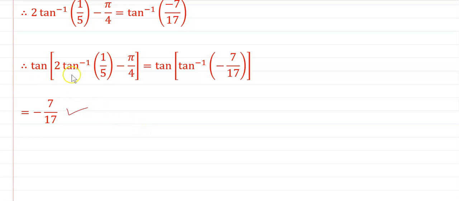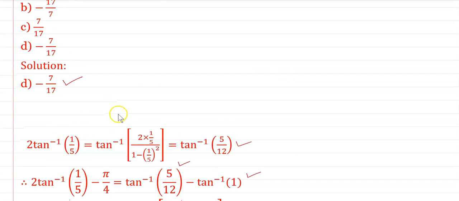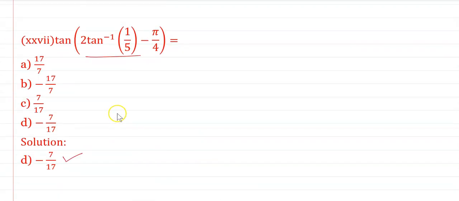Therefore, tan of 2 times tan inverse of 1 by 5 minus pi by 4 is tan of, what value did we get? The tan inverse of minus 7 by 17. Tan inverse of theta is theta, which is minus 7 by 17. Okay. Therefore, option D is correct here.